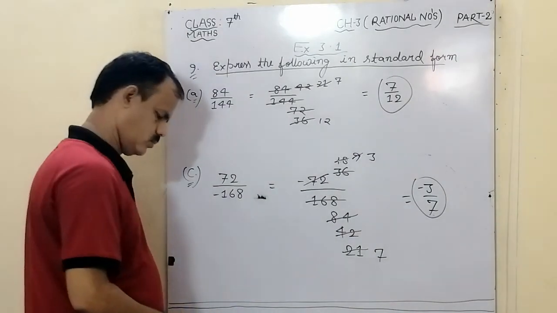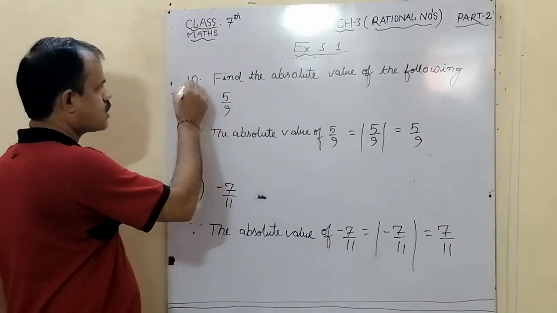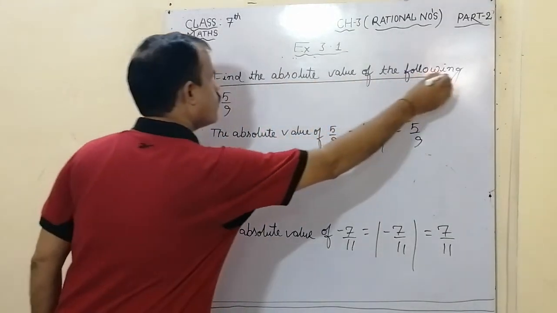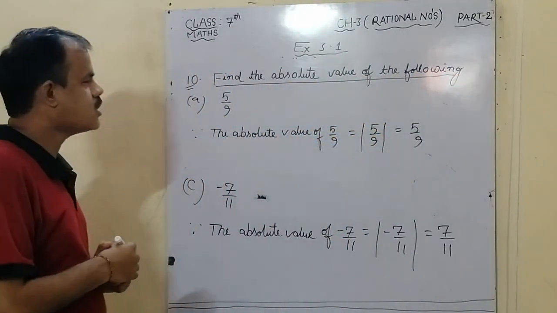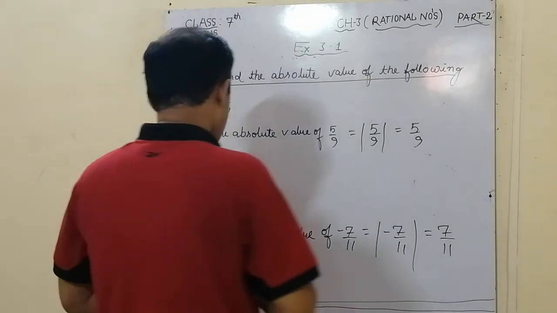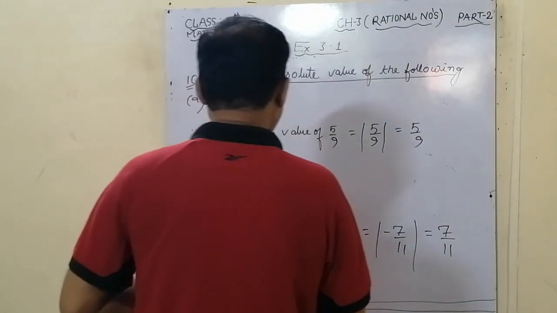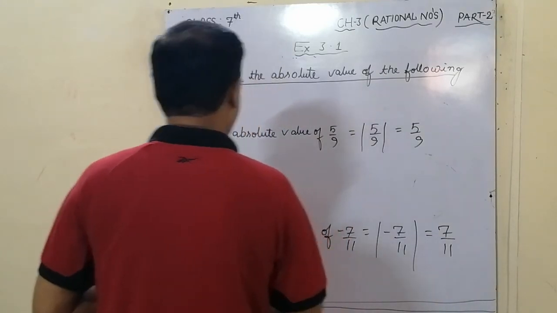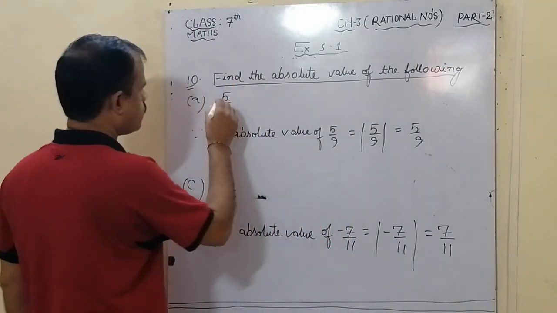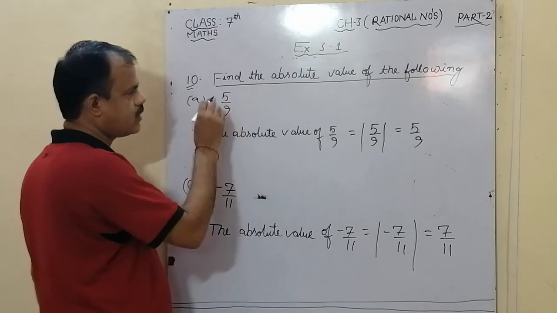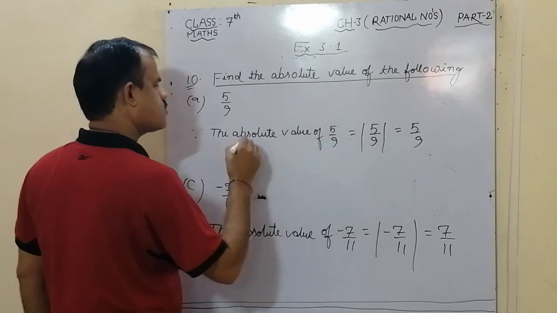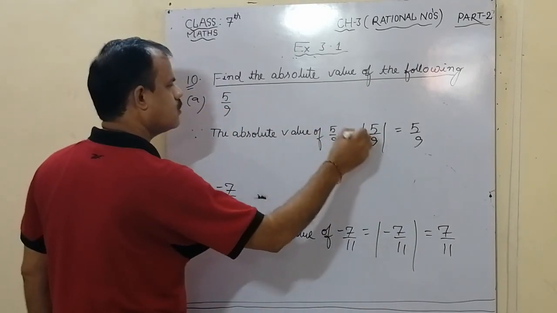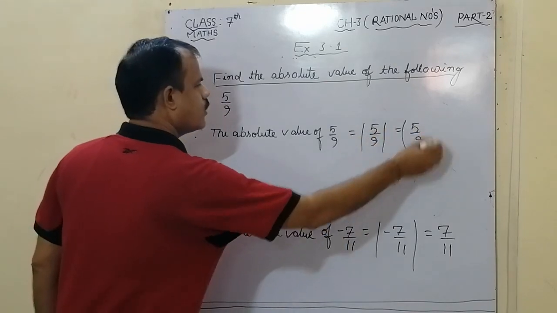Okay. Yes, students, question number 10. Find the absolute value of the following. What is absolute value? We have learned that the absolute value of any number is always positive. So see here, 5 by 9 has a positive sign. So the absolute value of 5 by 9 is equal to 5 by 9.